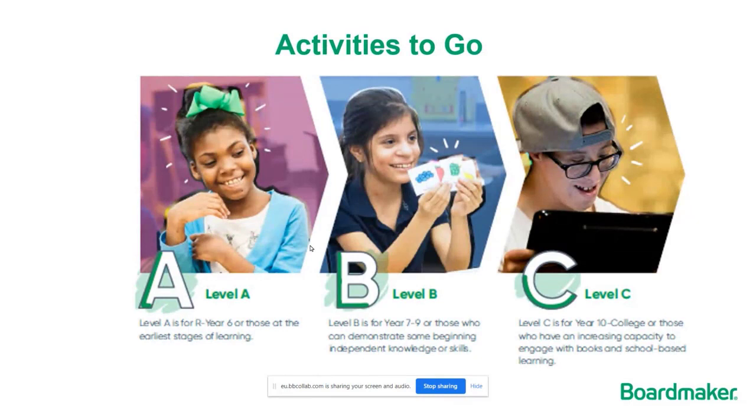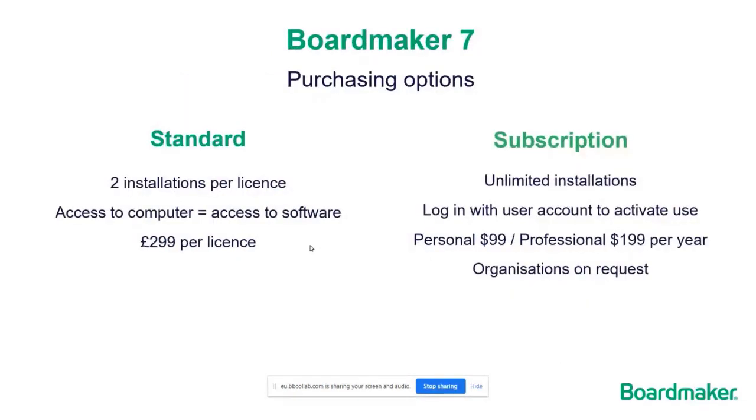Okay, so with Boardmaker 7, we will have two different types of purchasing options. So you can purchase Boardmaker 7 as a standard license. That means you pay for it once, and you have 2 installations per license. One can work at a time, and of course that's for your editor on Windows, Mac, and Chromebook. So if you have access to the computer where you've installed Boardmaker 7, you have access to Boardmaker 7. The other option is Boardmaker 7 subscription, which allows you to install the editor and the student center on as many computers as you like. It's unlimited. The sky's the limit.